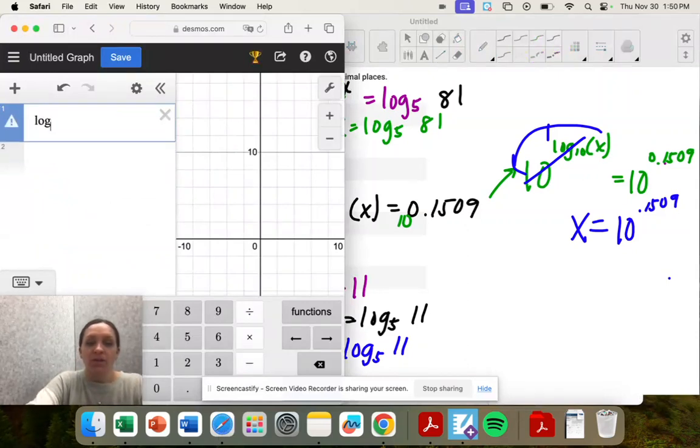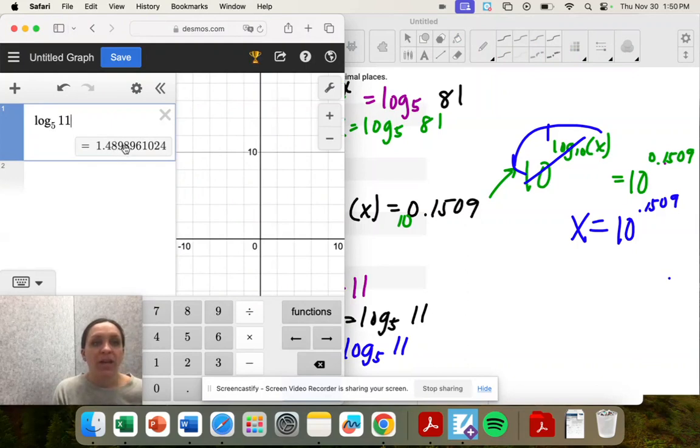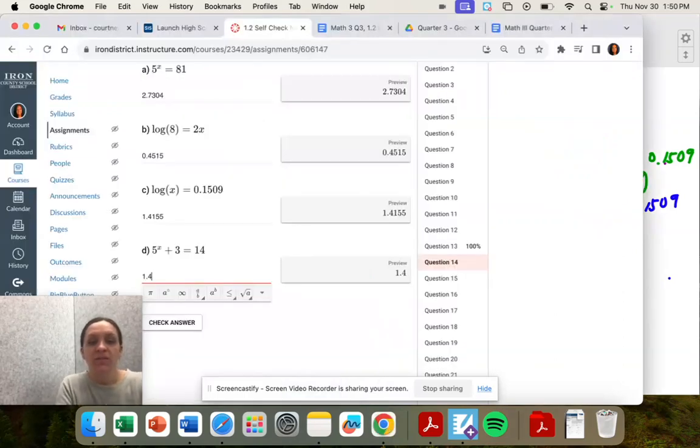So log, I do underscore 5, 11. 1.4899 because of the rounding.